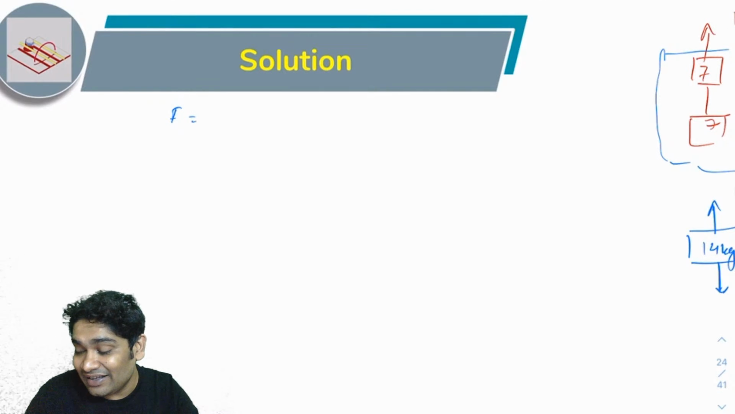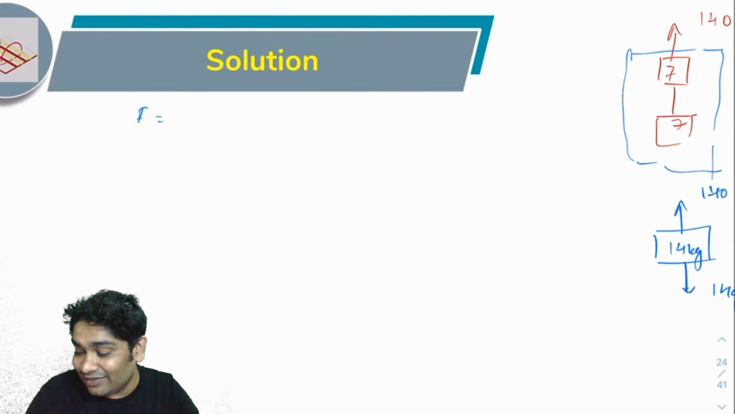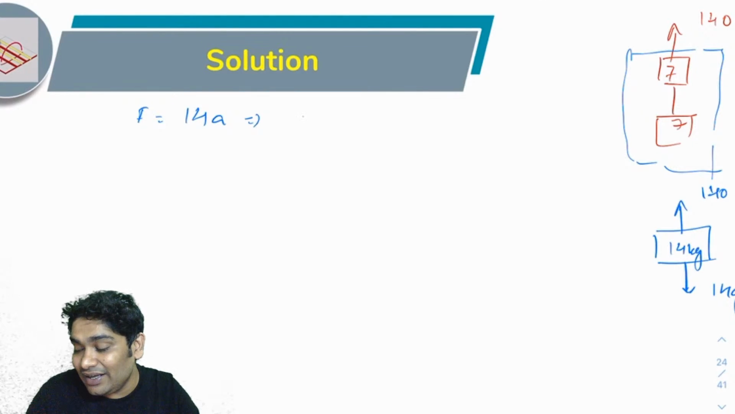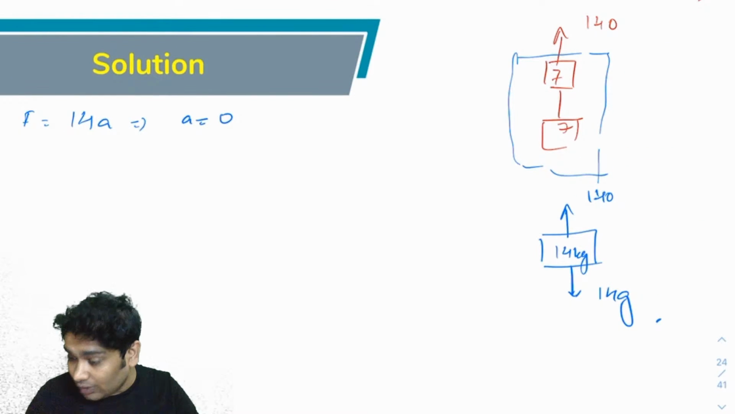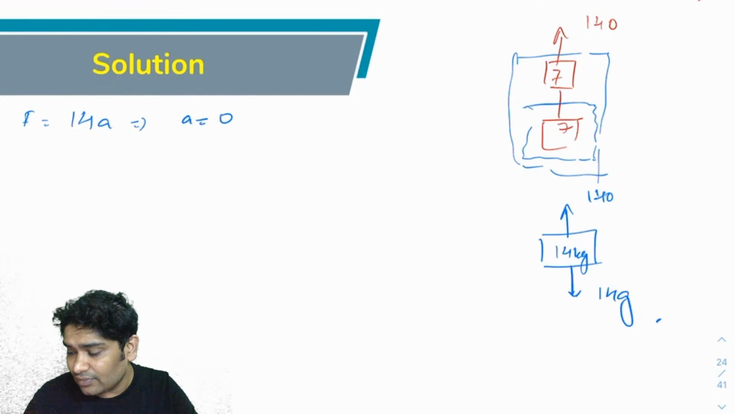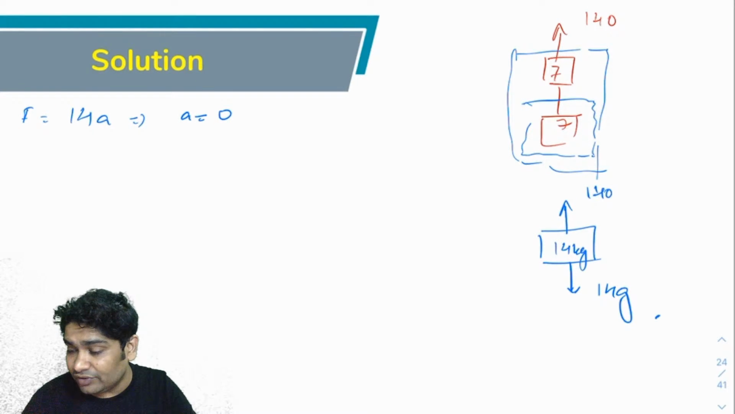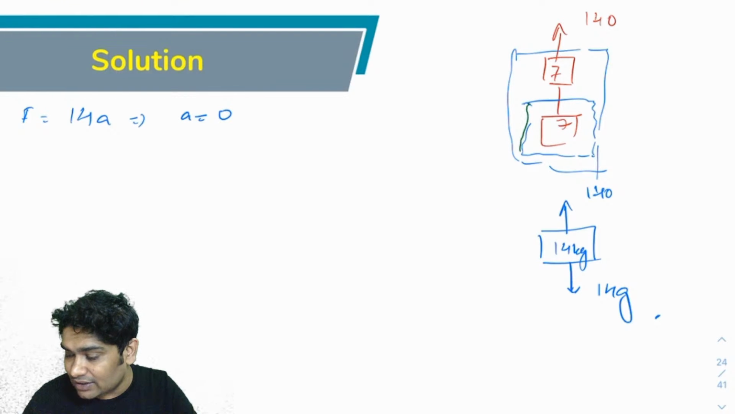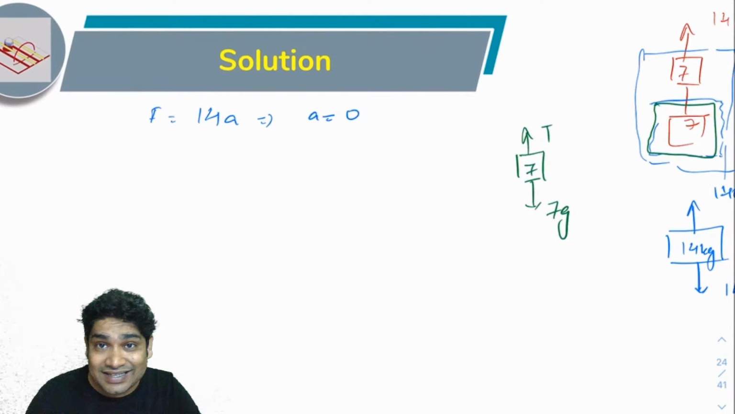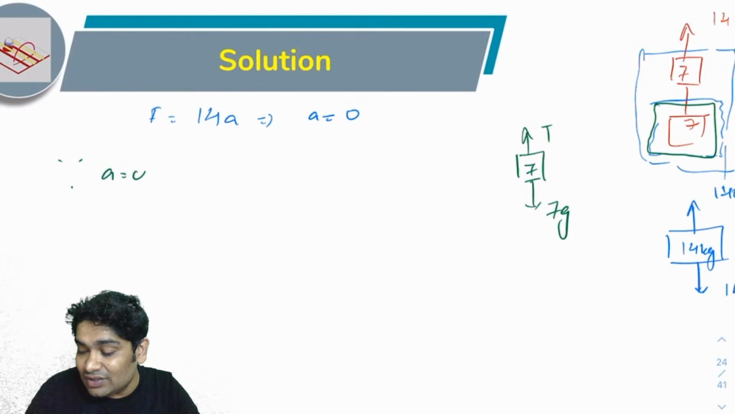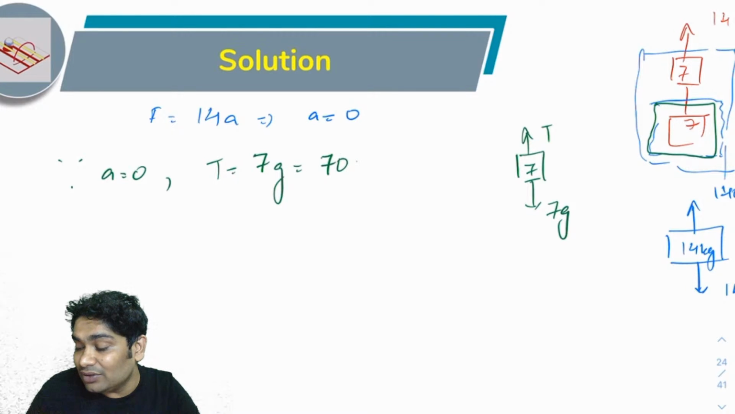F equals ma, this would be 14A. So that tells me A is 0. All right. If A is 0, now what I can do is consider this. If I make an FBD of this, let's take this as my system. So what are the forces that this guy is feeling? 7 kg. It is feeling some tension T and it is feeling 7g. And since the acceleration is 0, since A equals 0, I can say T should be equal to 7g or 70 Newton.